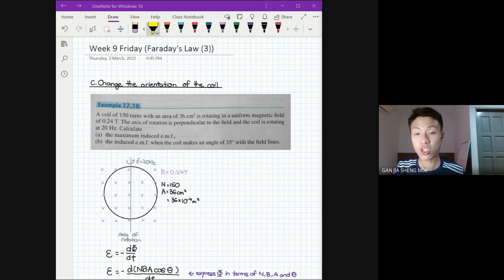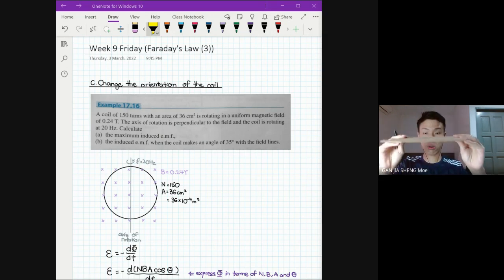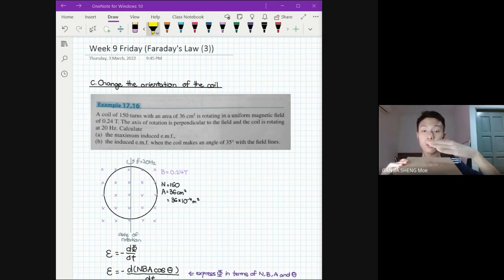So when we say we change the orientation, it means if this is the original orientation of the coil, we might need to rotate it this way, or we might need to rotate it this way in order to change the angle of the area vector with respect to the magnetic field.